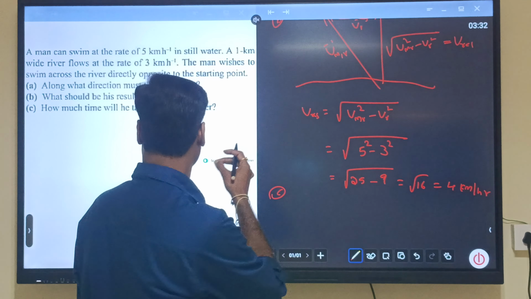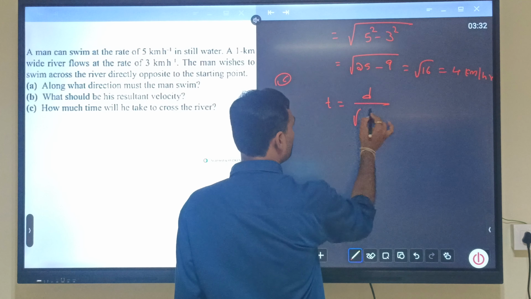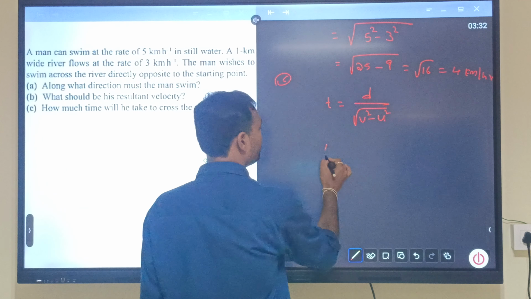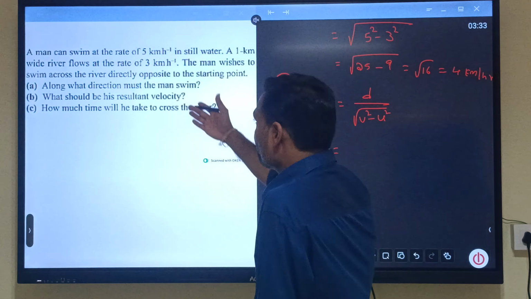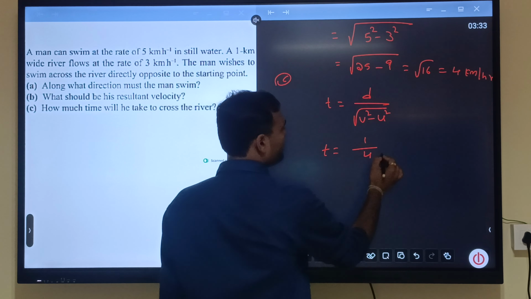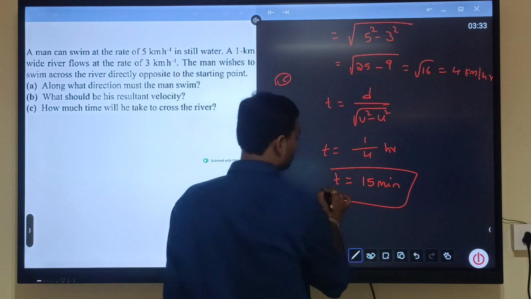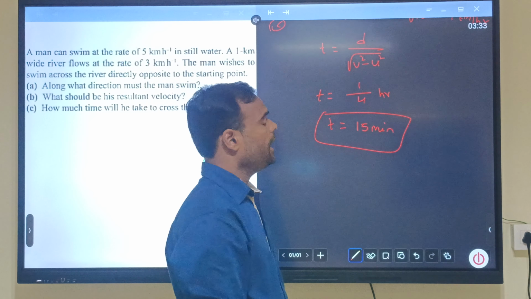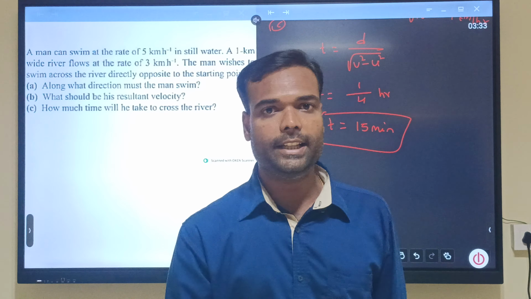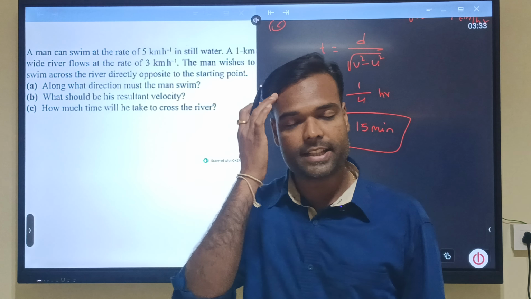Now let us see the C bit, how much time will he take to cross the river. So T is equal to D by the square root of V square minus U square. This is the condition, and D value is here 1 kilometer wide, and the square root of V square minus U square is 4, which gives 15 minutes. This is the second question answer. I hope you understood the concept very clearly and the application of the concept through numericals. These are very logical, critical and important questions I am discussing.